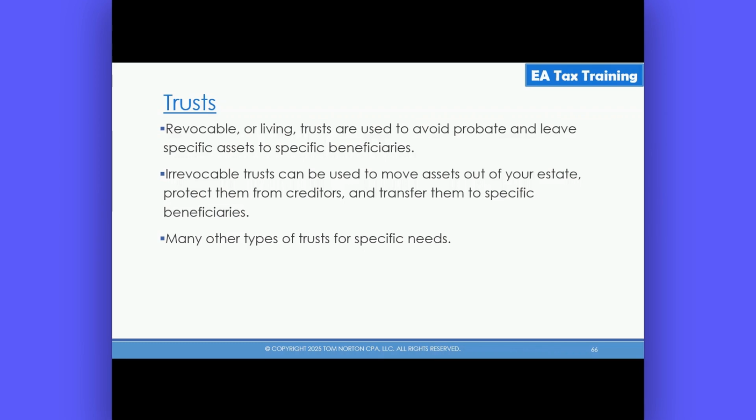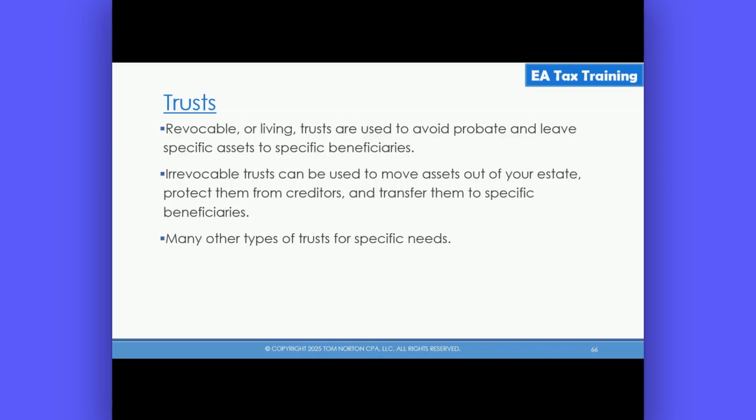And what that does is it avoids probate. So probate happens in the courts. It is very public. So if your assets go through probate, anybody can look and see what assets you left and who you left them to. If you have your assets in this trust, it does not go through that process. And so it's all kept private. And then you can specify in the trust who is going to get what.